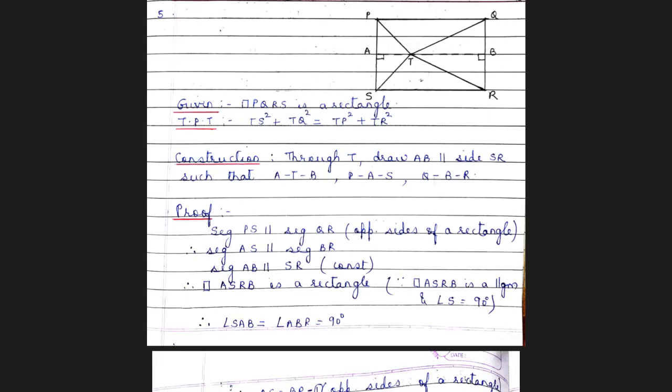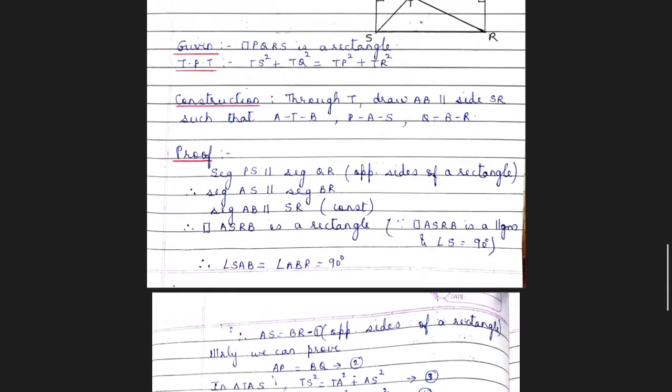Why? Because you know it's a parallelogram because opposite sides we have got as parallel. You know one angle is 90 degrees. Which angle? Angle S, because PQRS is a rectangle. Therefore, angle S is 90 degrees. Okay. So, if you have a parallelogram wherein opposite sides are parallel and one angle is 90 degrees, what can you call that parallelogram? It's a rectangle. So we have got quadrilateral ASRB is a rectangle. Therefore, I can write angle SAB is 90 degrees, angle ABR is also 90 degrees.